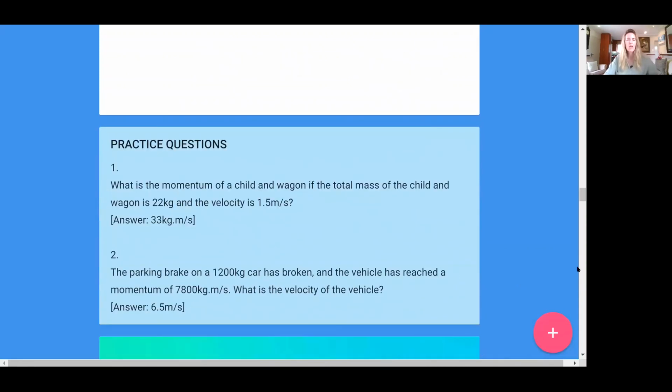I would like you now to please pause the video here and do these practice questions. The answers are given to you. Make sure that you do this step by step. First, the general formula, then substituting the values in, and lastly, give the answer with the correct unit in kilogram meter per second and with the direction.